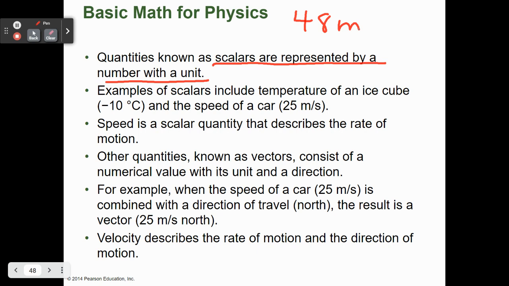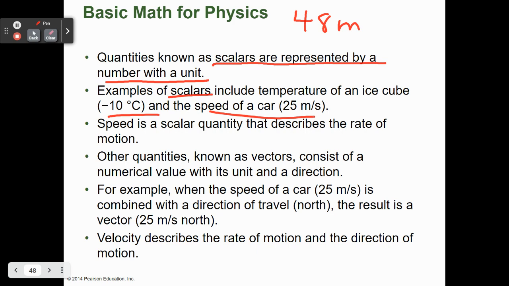Okay? So if I'm measuring the distance of this room from here to this wall, that is a scalar quantity. I would just take my ruler and measure that distance. Here are some other examples of scalar quantities: temperature, speed. If I'm driving down the road and my speedometer says I'm going 25 meters per second, or I think yesterday we said 65 miles per hour, that's a scalar quantity. It's a number and a unit, and that's all it tells me.